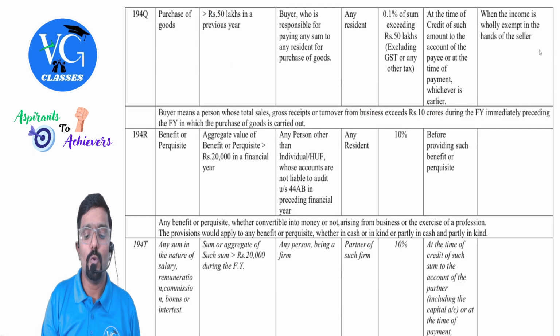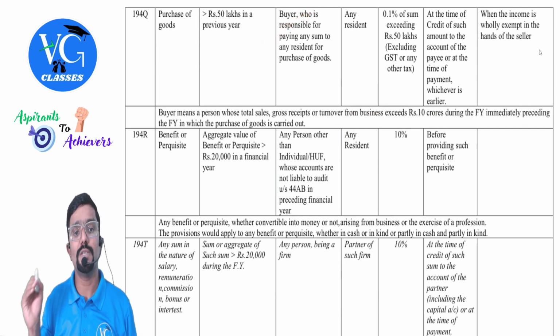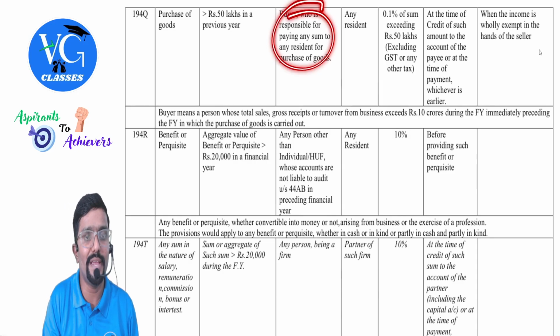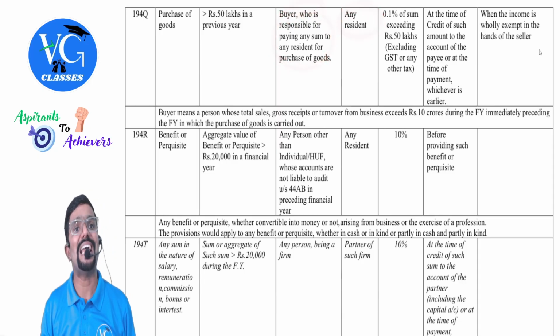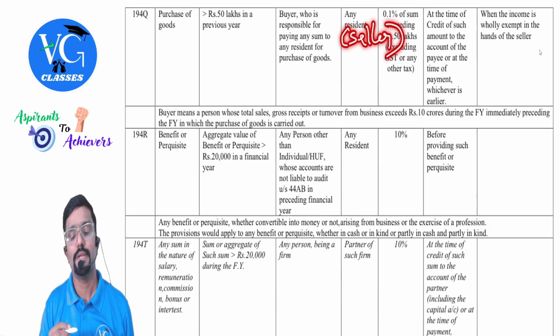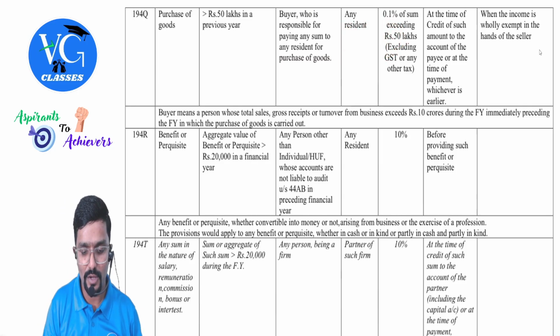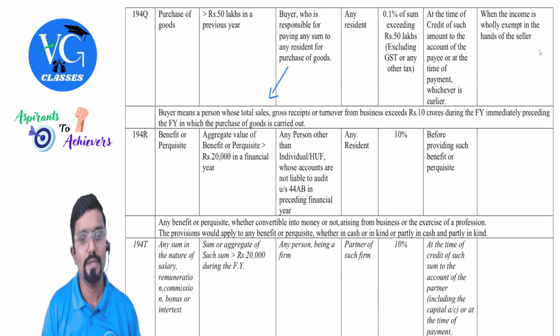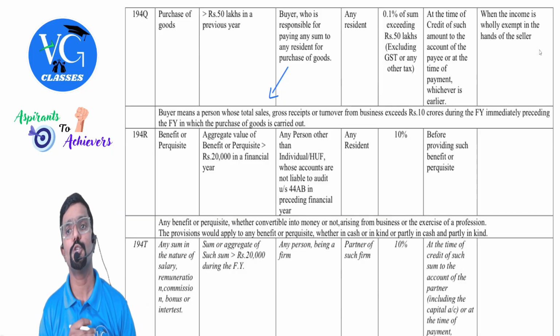Okay. So who is the buyer? Buyer is who is responsible for paying any such sum to any resident for purchase of goods. So payer is a buyer, whereas payee is a seller. In bracket, you can write seller. And you can also draw the arrow mark for the buyer for this point, because I have also given below who should be the buyer.